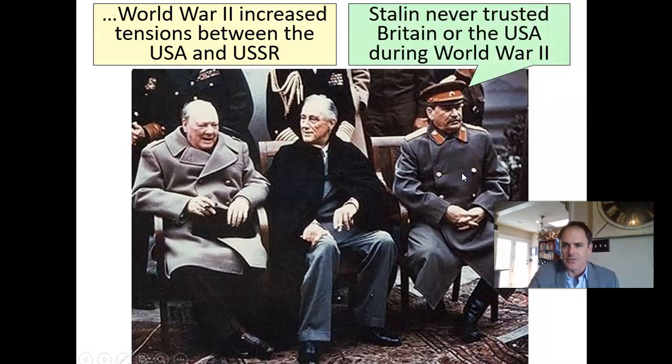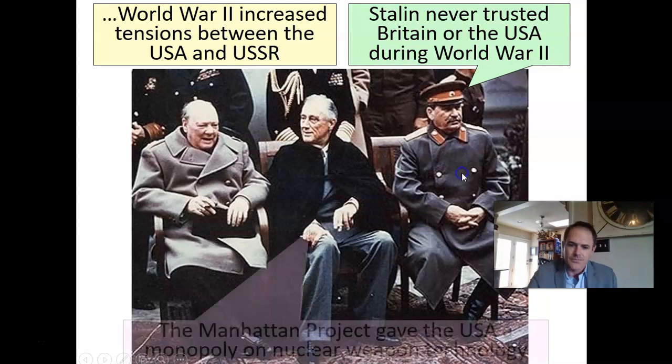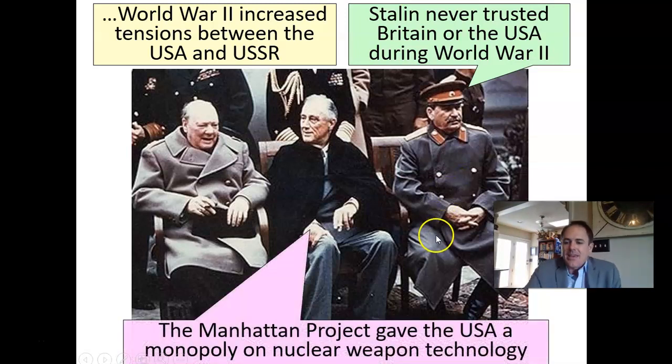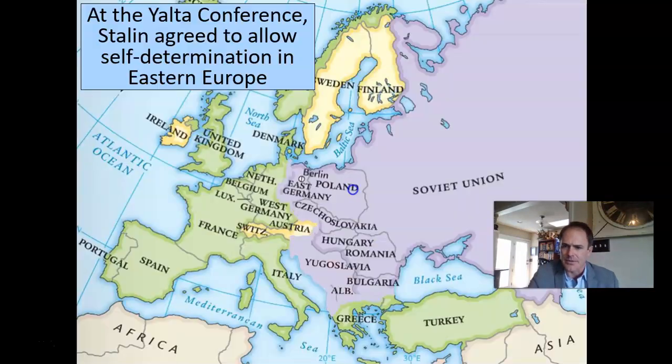He never trusted the British or the USA during World War II. For one, they had a project called the Manhattan Project, working to develop nuclear weapons, and they did not share it with Stalin. They also delayed opening a second front while the Soviets were bearing the brunt of the German attacks, especially at Stalingrad. So towards the end of the war, 1945, that's what's known as the Yalta Conference, right?